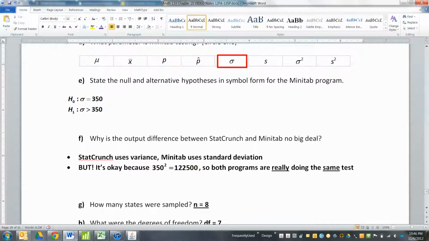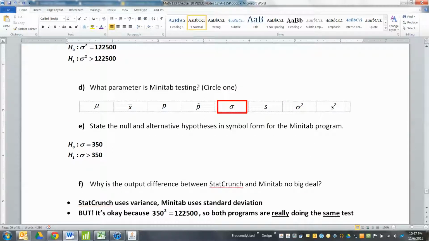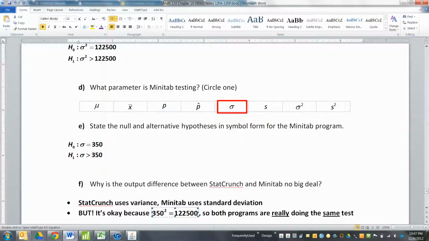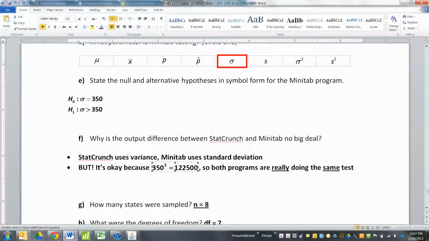All right, why is the output different between StatCrunch and Minitab? No big deal. StatCrunch uses the variance, but Minitab uses the standard deviation. But it's okay because that standard deviation, 350 squared, is 122,500. So both programs are really doing the same test. It just doesn't look like it's the same test originally.